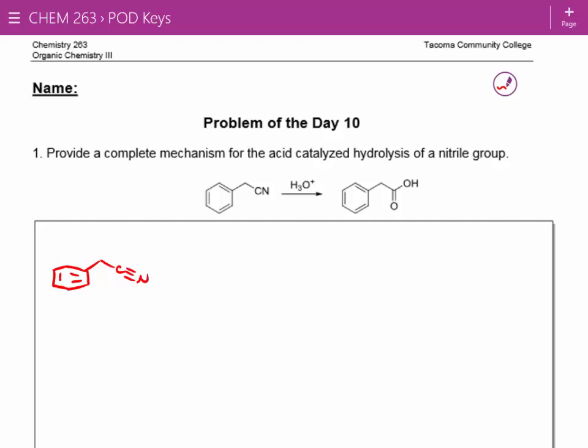What do you think the first step's going to be? Protonation. So in this case, we are going to protonate our nitrile. We now have a positively charged nitrogen. The next step, what do you think that'll be?